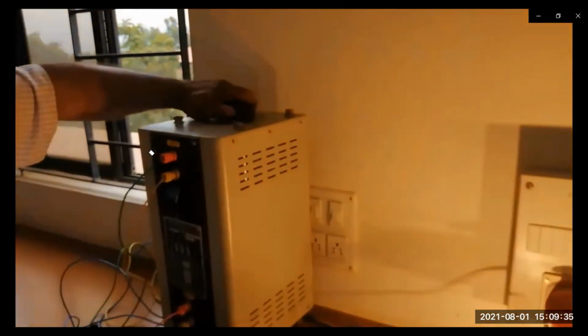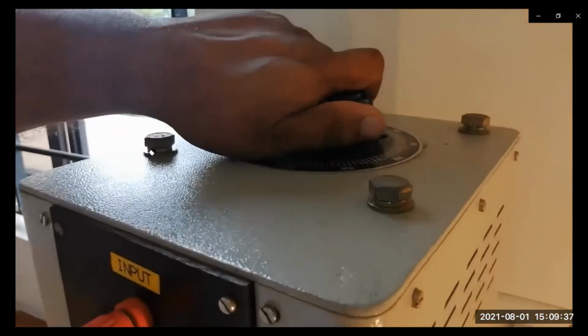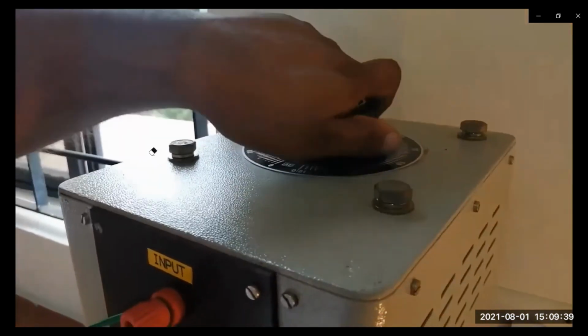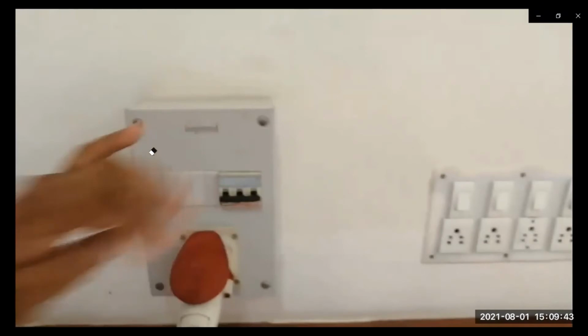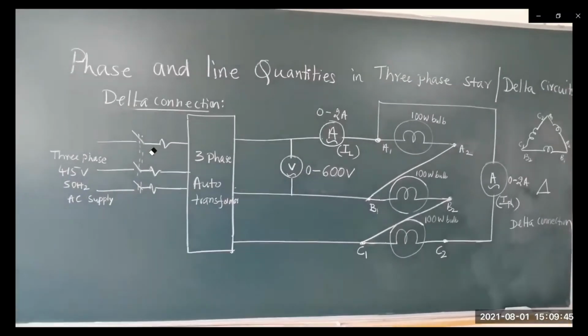Okay, so afterwards you can bring the auto transformer to zero position. I'll be reducing the auto transformer to zero position. Later on, the TPST switch should be turned off so that the supply is removed.